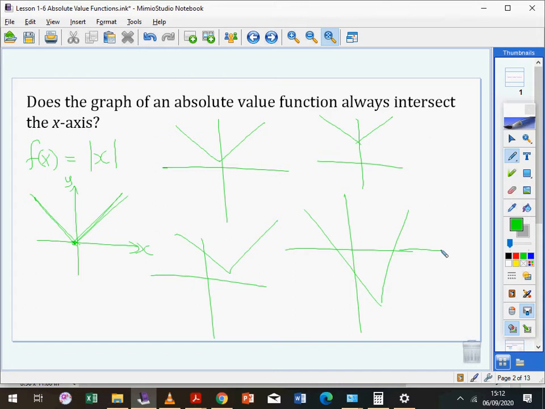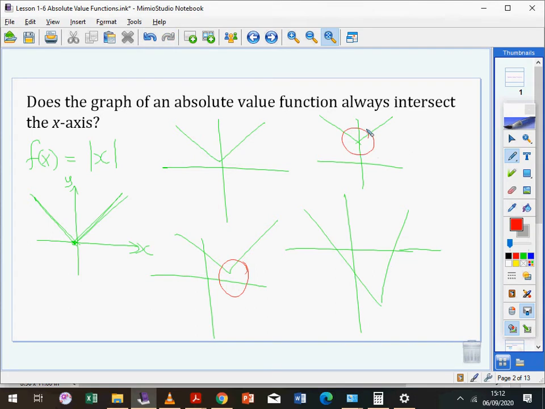There's going to be situations, just like you see in some of these graphs that I've drawn, where that function does not cross the x-axis. So like that, like this here. It doesn't always have to cross the x-axis.